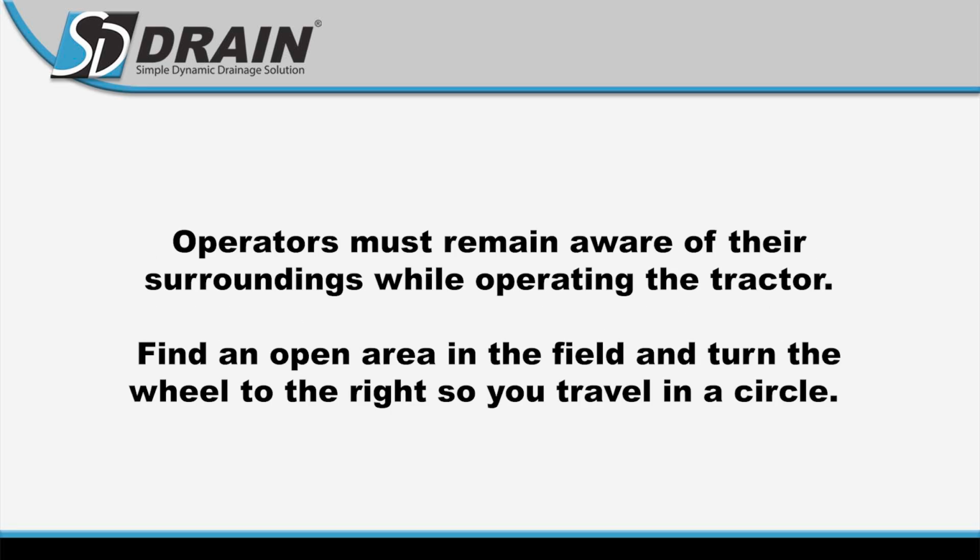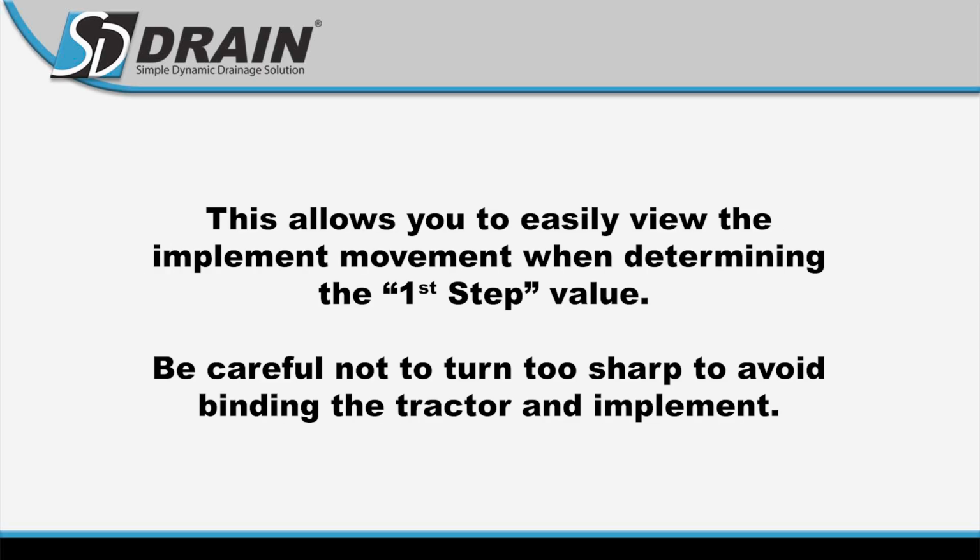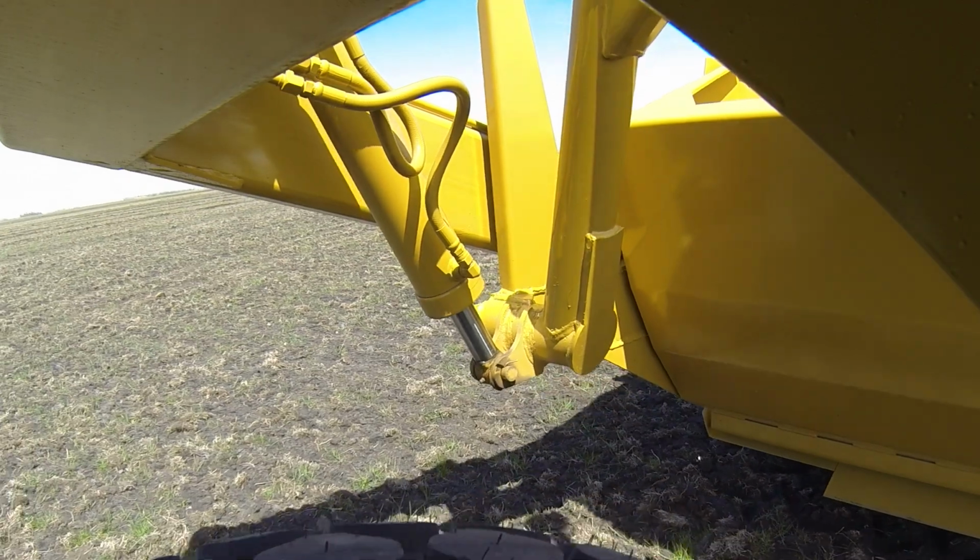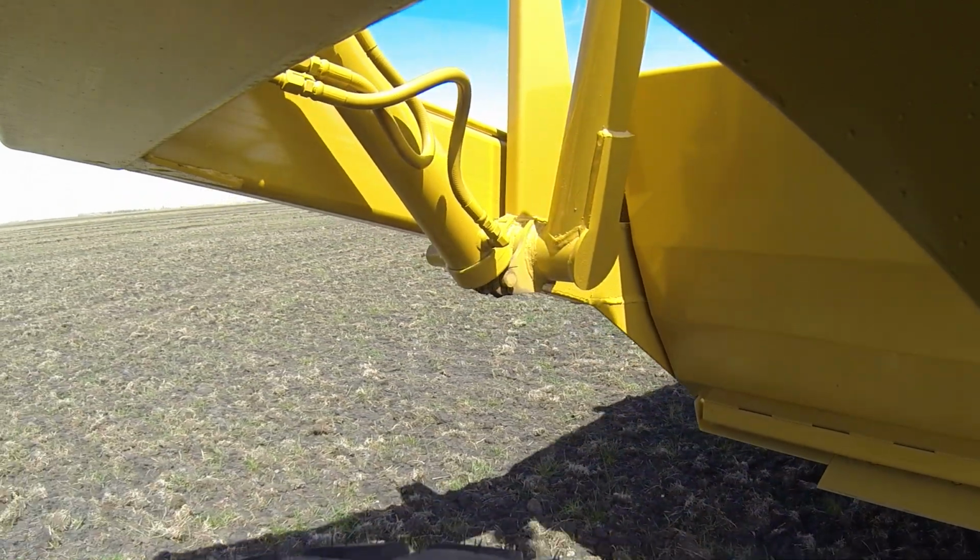Operators must remain aware of their surroundings while operating the tractor. Find an open area in the field and turn the wheel to the right so you travel in a circle. This allows you to easily view the implement movement while determining the first step value. Be careful not to turn too sharp to avoid binding the tractor and implement. Raise your scraper and begin moving.